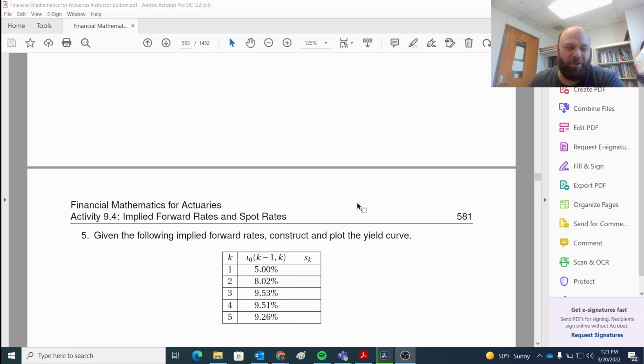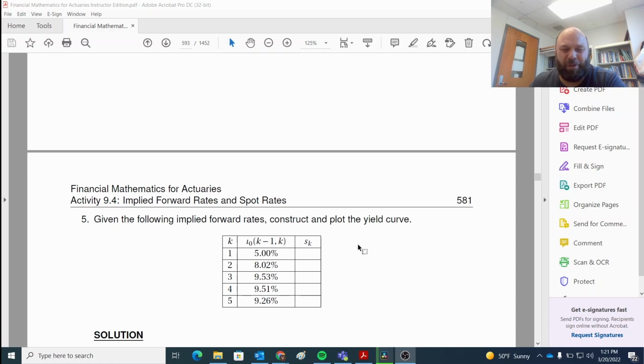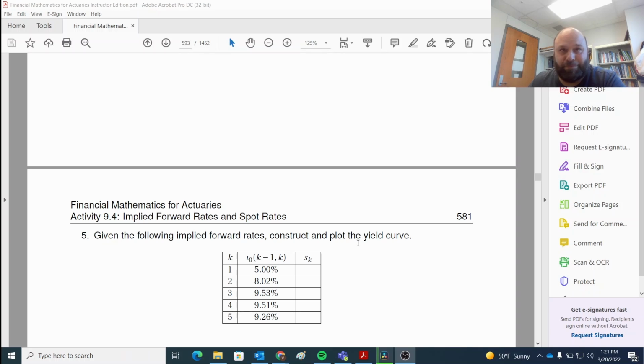So, as before, we'll look at a quick example. So here are our forward rates. We're going to make and then plot the yield curve. So as before, the first forward rate and the first spot rate are always going to be equal. After that, we just use our formula or our timeline. So pause here and find the yield curve and sketch a plot before you continue.